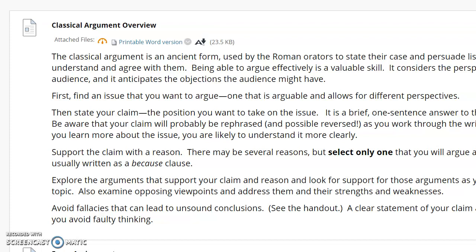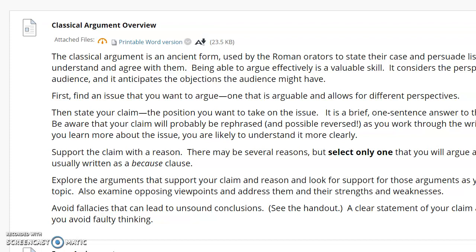And so as you work through this, you will come up with a claim. Your claim is the position that you take on the issue, a brief one-sentence answer to the issue question. Be aware that you are likely to reword it, to rephrase it, possibly to even change your mind as you work through and read other viewpoints. As you learn more about it, you are more likely to understand the issue more clearly.